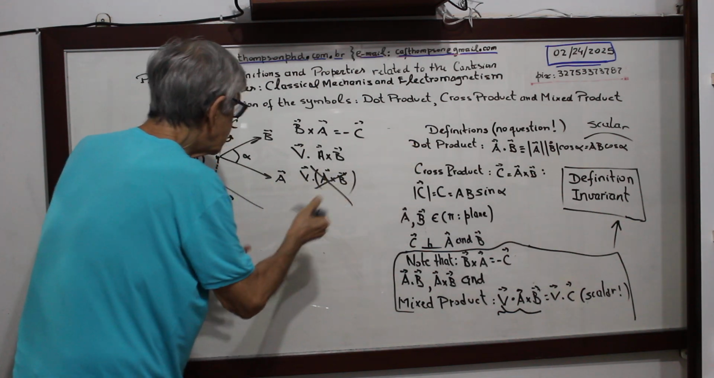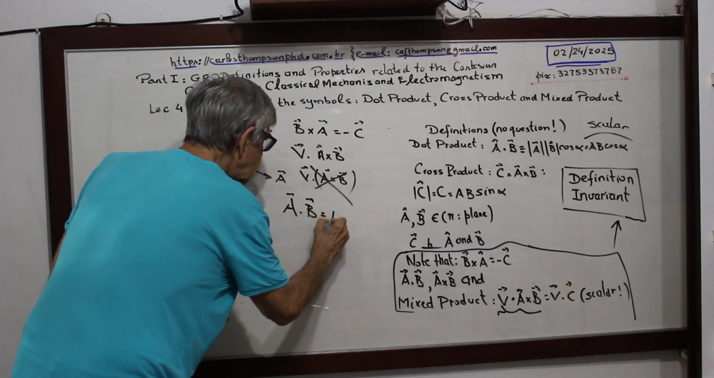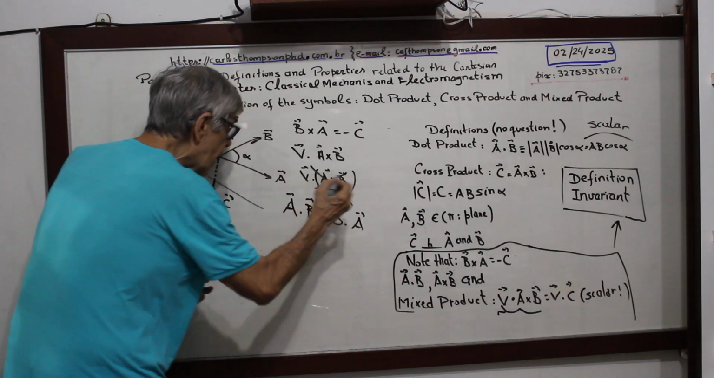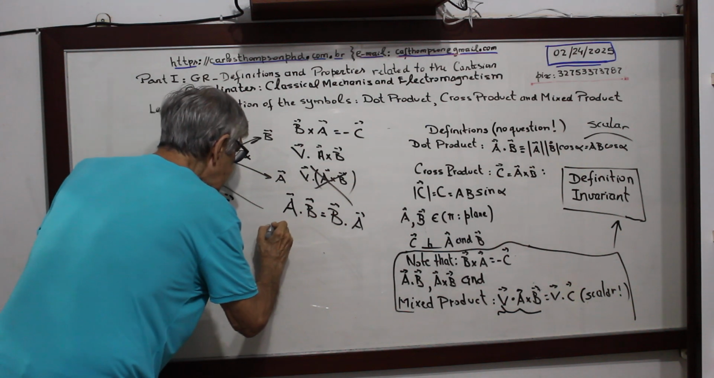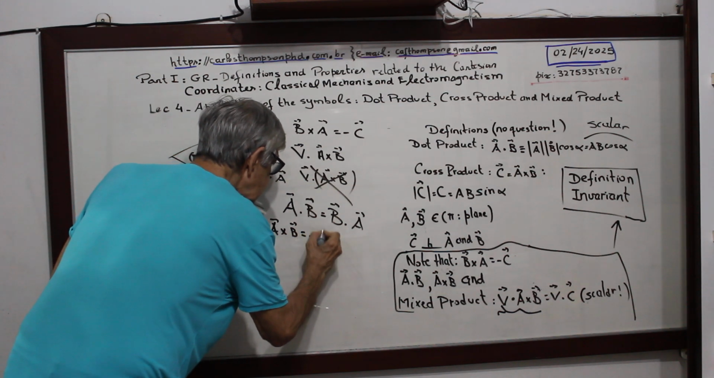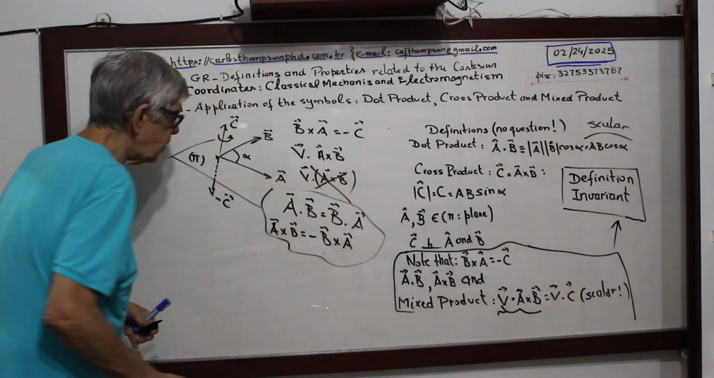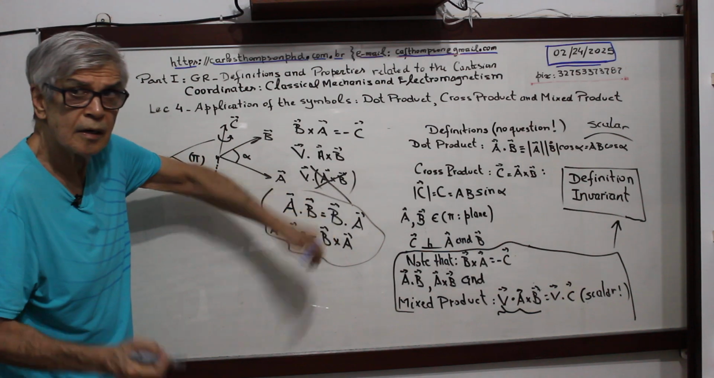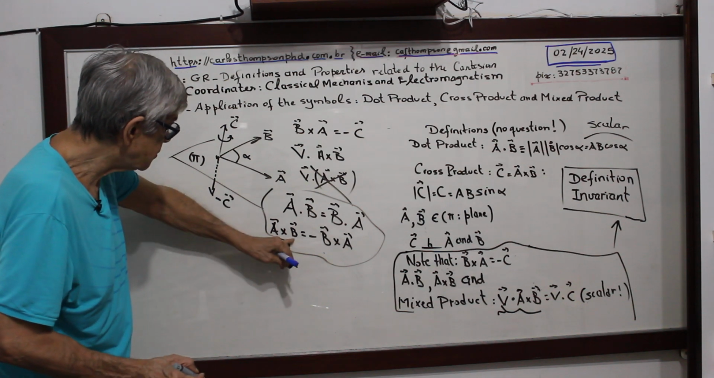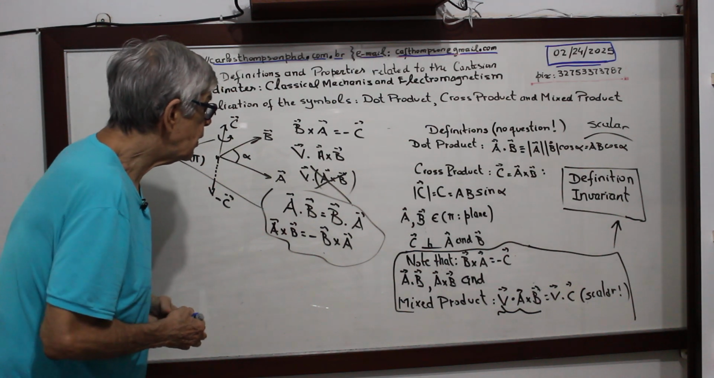Also, I didn't talk about it there, but it's important that A dot B is equal to B dot A. This doesn't matter. But I will emphasize that A cross B is equal to minus B cross A. That's very important. Because the dot product is a scalar, A dot B is equal to B dot A, while A cross B is equal to minus B cross A. So that's our lecture 4.